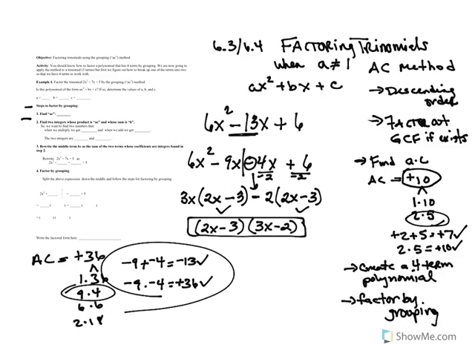And I'm finished. And of course, if you want to check it, you can. Just double distribute it through. 6x squared minus 4x minus 9x plus 6. 6x squared minus 13x plus 6. Done. All right, and that's factoring trinomials when your a is not equal to 1. AC method.